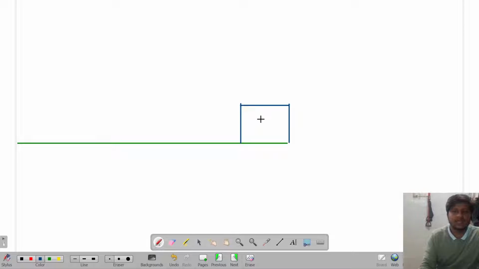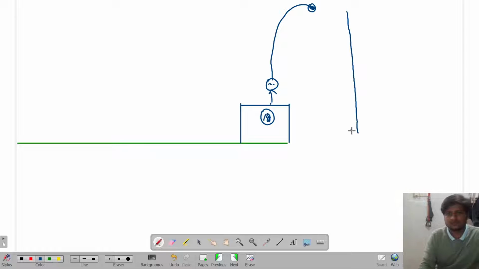Yes, sir. And here, try to see this. A person is throwing the ball upwards. From this point, a ball is coming down. Now, when the ball is coming down, what do you observe over here? Try to understand.